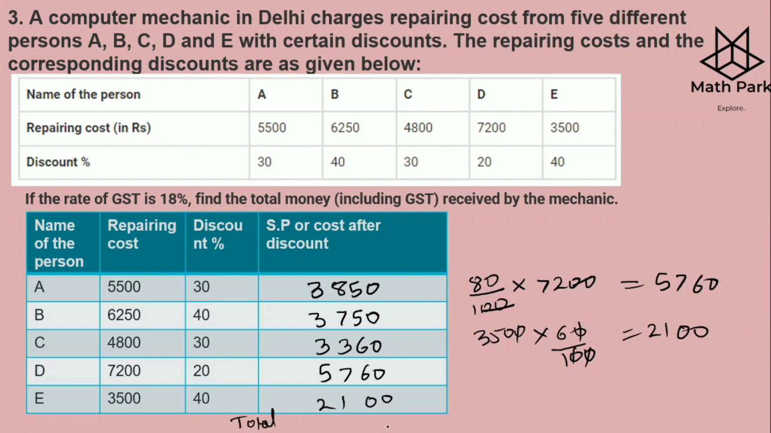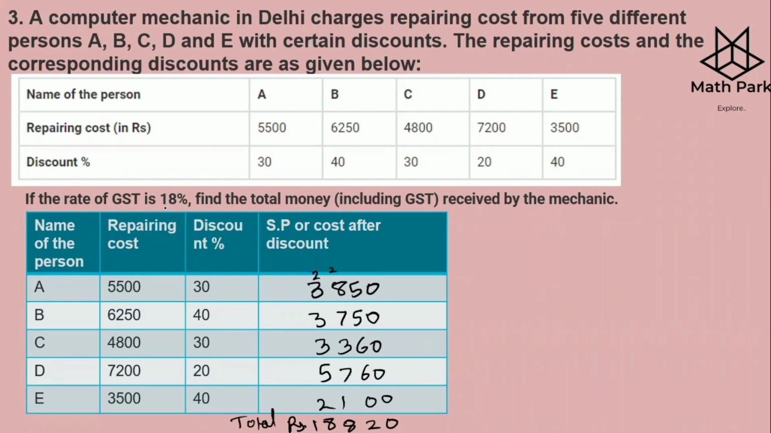Okay, let us add all of this for the total. 5 plus 5, 10 plus 6, 16 plus 6, 22. 2 carry 8 plus 2, 10 plus 7, 17 plus 3, 20 plus 7, 27 plus 1, 28. 3 plus 2, 5 plus 3, 8 plus 3, 11 plus 5, 16 plus 2, 18. So this is the total amount that he receives, 18,820. The rate of GST is 18%.